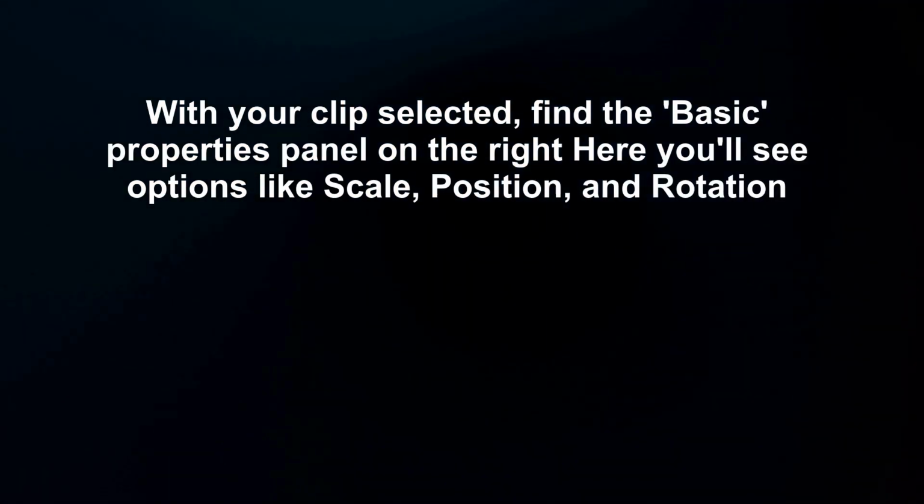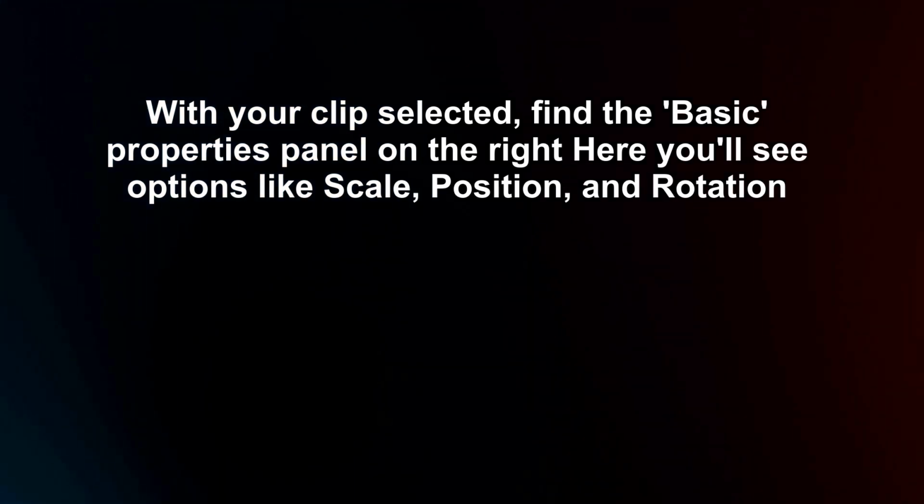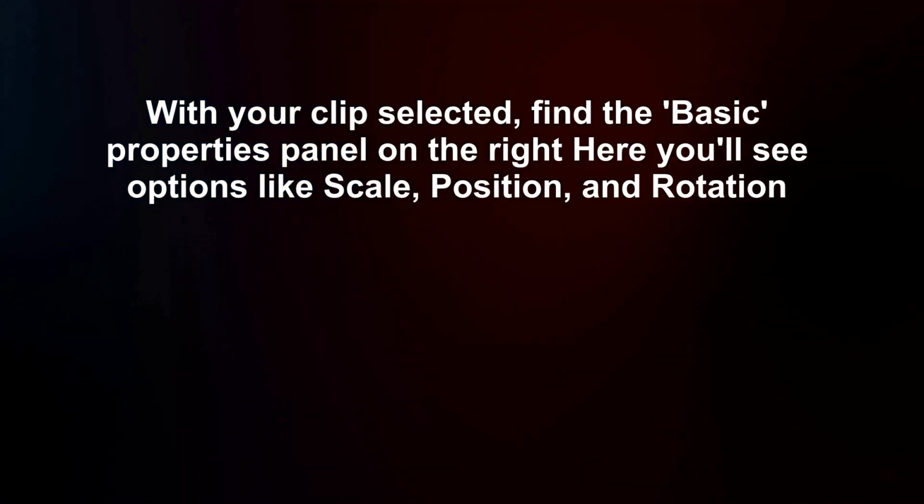With your clip selected, find the Basic Properties panel on the right. Here you'll see options like Scale, Position, and Rotation. To create your first keyframe, click the small diamond icon next to the Scale property. This marks the starting point of your animation.